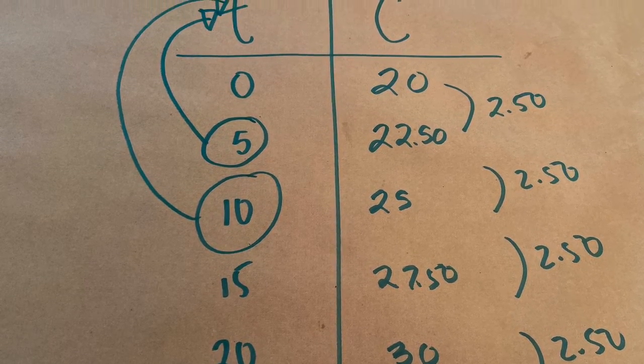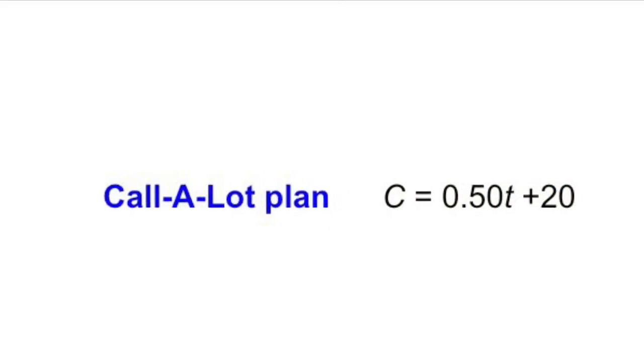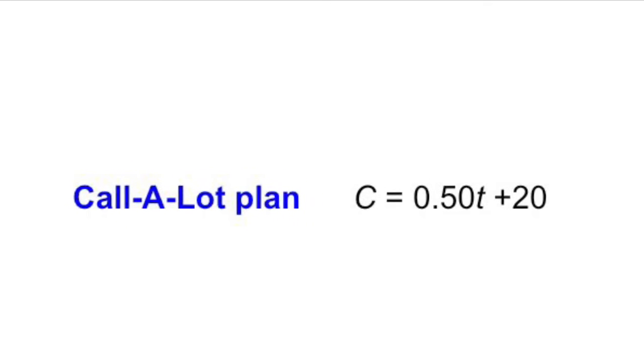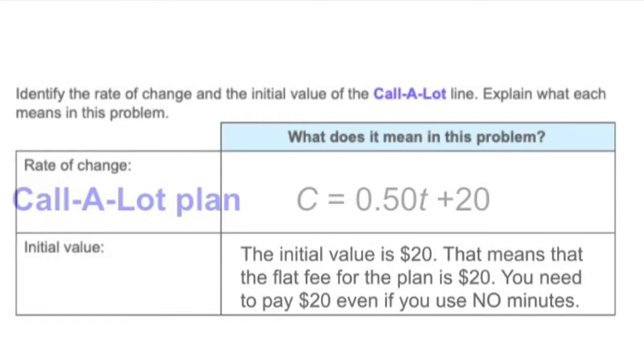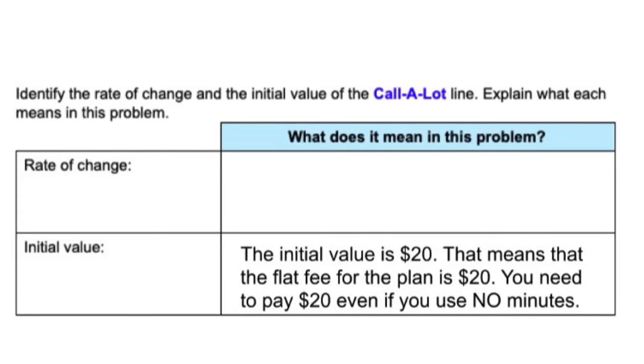You could have actually figured that out also just by looking at the equation, because we know that the 20 is the number in the equation that is all by itself. So we need to fill in this little chart that we find in lesson number 5, and we're going to start with the initial value. We're going to say that the initial value is $20, and that means that the flat fee for the plan is $20. You need to pay $20 at the beginning, even if you use no minutes at all. So don't forget, you can't just write down the number. You need to explain what that number means.